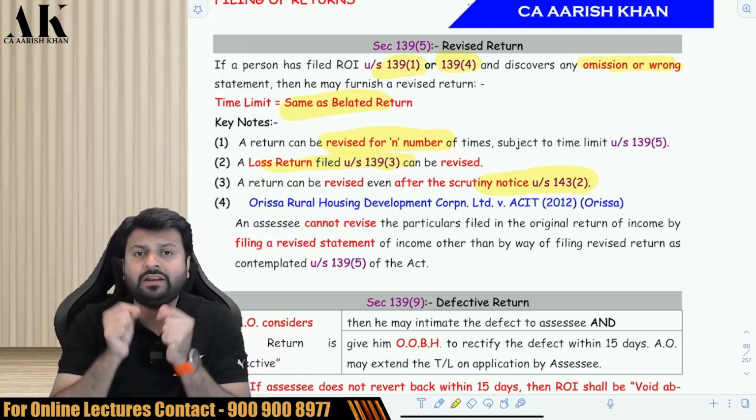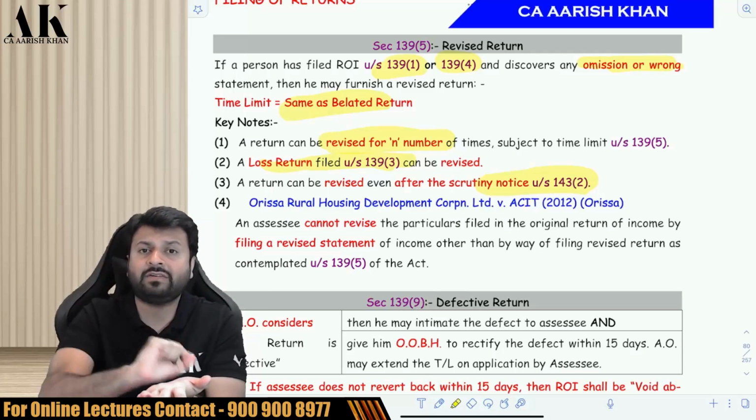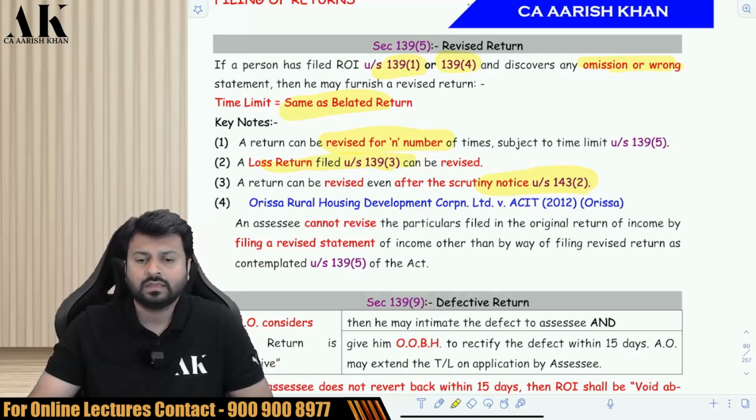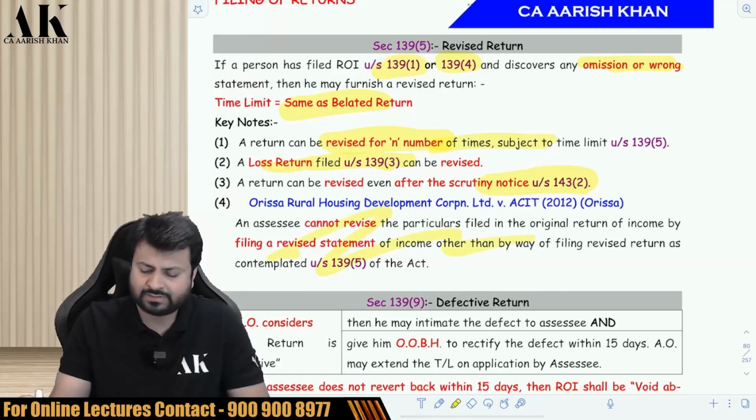Assessment is not completed when notice is given. Assessment is completed when order is passed. So, before order is passed, you can revise anytime. There is no issue in that. Sir, can I revise the return for n number of times? Yes, you can revise the return for n number of times. That's what it is given over here.